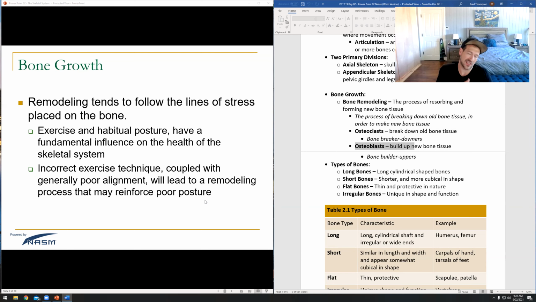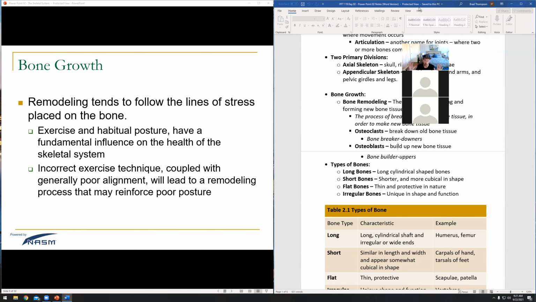Remodeling. One of the coolest things about bone remodeling is a concept called Davis's law. It says that bone remodeling tends to follow the lines of stress that are placed on your bones. I told you guys yesterday, if you ever want to understand how this universe operates, remember that function follows form. If you shape things a certain way, they will behave a certain way. Or in order to behave a certain way, we need something to be shaped a certain way. This is a constant form-function connection.